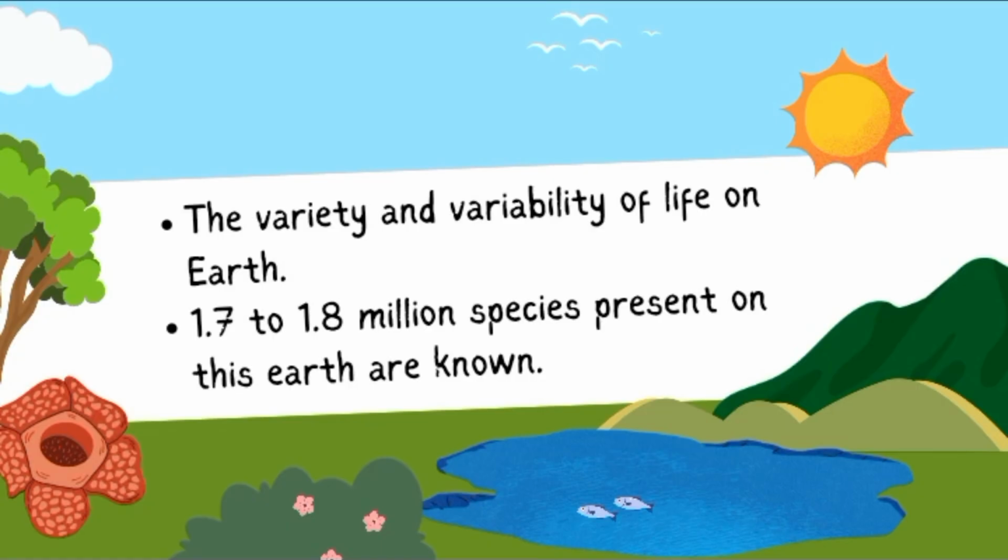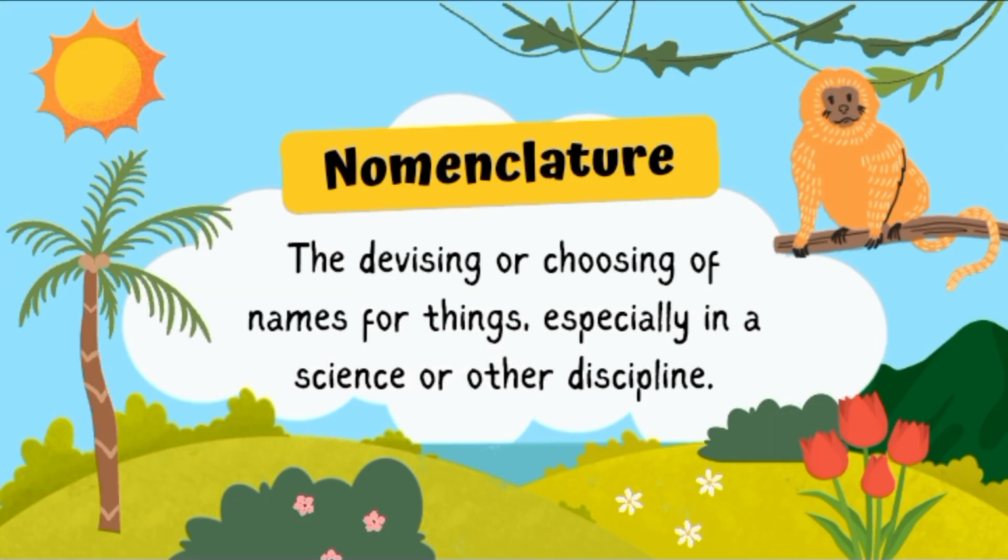So what is nomenclature? The devising or choosing of names for things, especially in a science or other discipline, is called nomenclature. So nomenclature is nothing but naming a particular organism with a specific name so that there is no confusion among organisms.